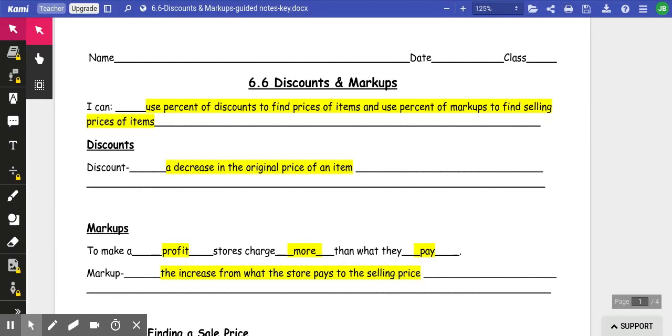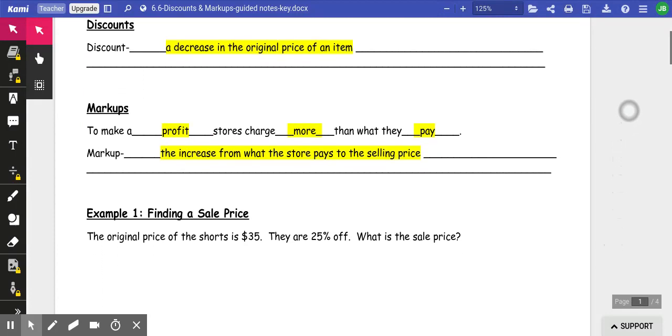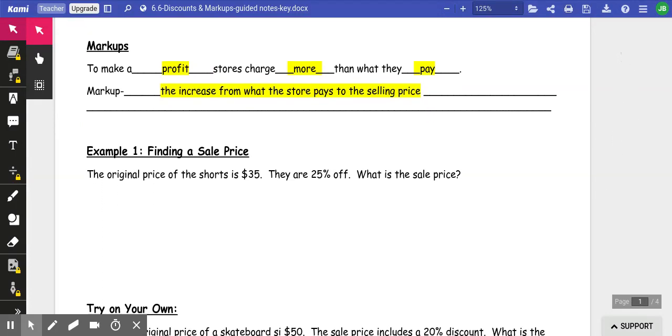Discounts. A discount is a decrease in the original price of an item. A markup. A markup is something we want to use to make profit. So to make a profit, stores are going to charge more than what they pay. So a markup is an increase from what the store pays to the selling price. Okay, so let's take a look at our first example.